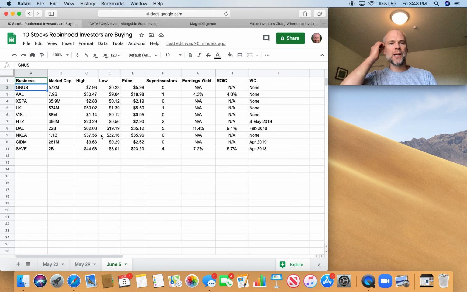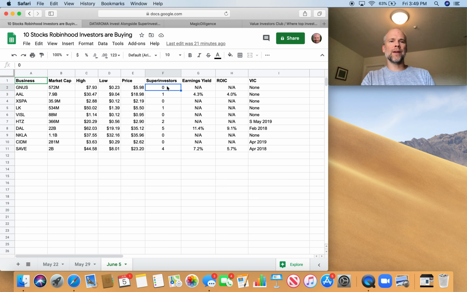So the first one here, Genius Brands, an education company for kids. You can see market cap about half a billion. It's a fairly small company. You can see a ton of fluctuation in the price here. I mean, from a high of 8 to a low down near 20 cents. That's, what is that, like a 40x, maybe a 35x difference in price from low to high. And this is in 2020. It's not the last year. It's really just the last 5 months effectively. You can see the price today is around 6.